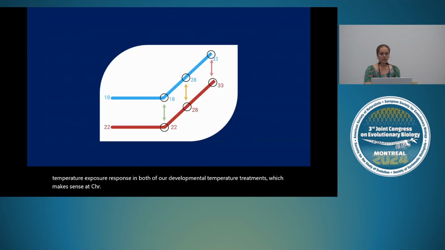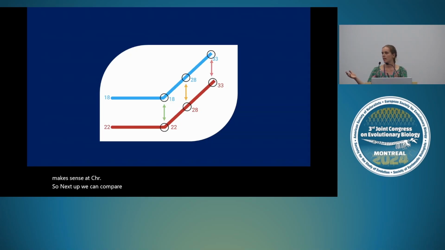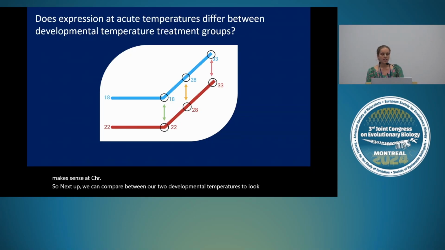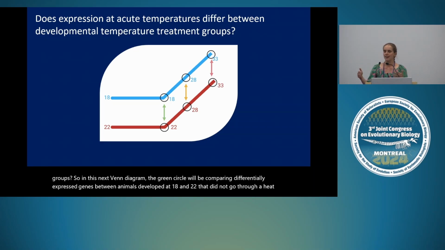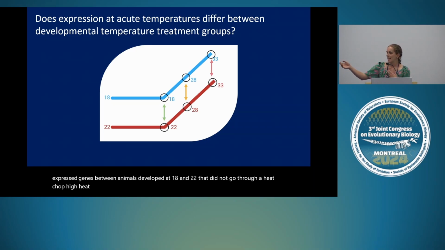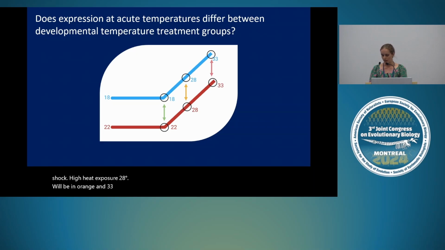So next up, we can compare between our two developmental temperatures to look at, does expression at acute temperatures differ between developmental temperature treatment groups? So in this next Venn diagram, the green circle will be comparing differentially expressed genes between animals developed at 18 and 22 that did not go through a heat shock, high heat exposure. 28 degrees will be in orange, and 33 degrees will be in pink.